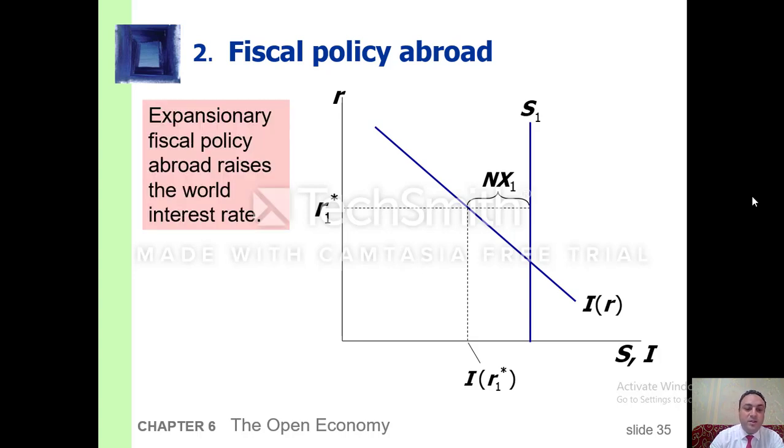So the expansionary fiscal policy abroad, the government spending and the taxes, any change in this fiscal policy abroad raises the world interest rate.